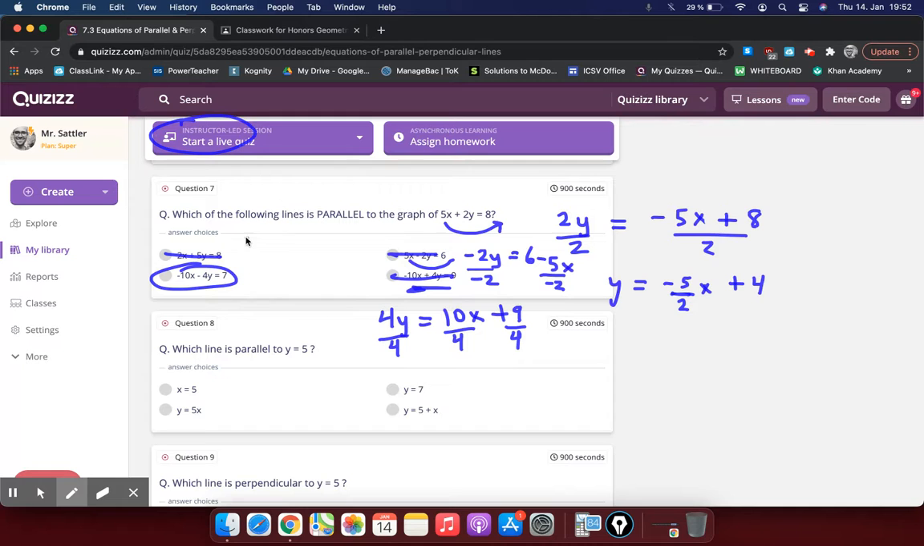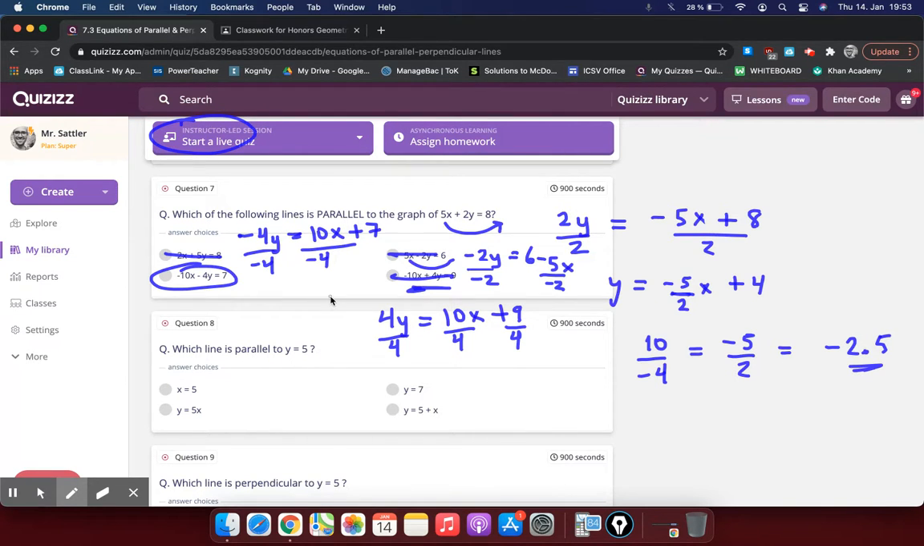So let's just show why that is. If I add 10x to both sides, I get this. And if I divide by negative 4, now I get the right slope. 10 over negative 4 is the same thing as negative 5 over 2. The negative sign doesn't matter where it is. These are both equal to negative 2.5 regardless.